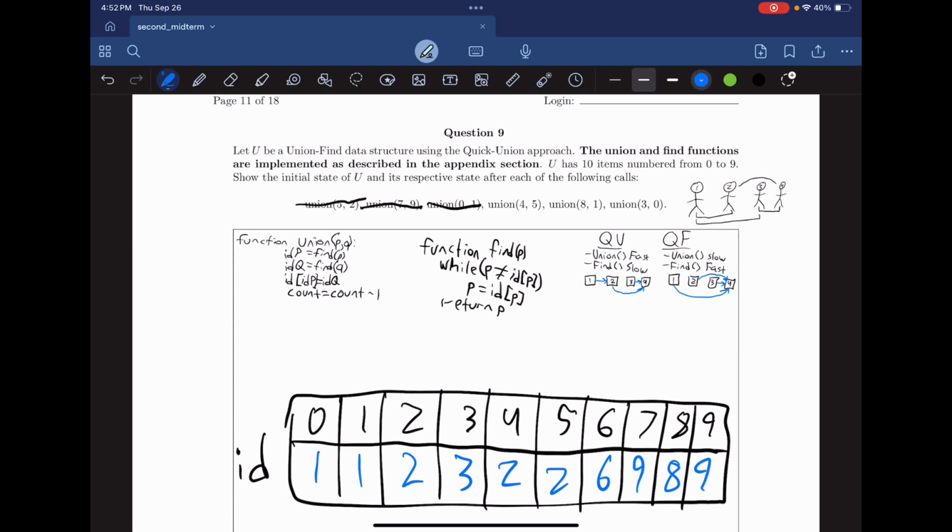Next we have union of 8, 1. So IDP equals find of 8. So we're going to go to index 8, see is it equal to its value? It is. So we set IDP to be 8. Then we do IDQ equals find of 1. We go to 1, we see is it equal to its value? Yes, it's equal to its value of 1, so we go ahead and return 1. ID of IDP, ID of 8 equals IDQ. So ID of 8 equals 1.